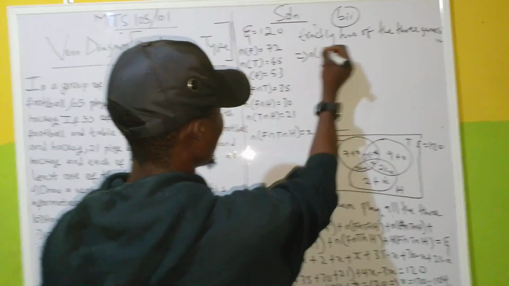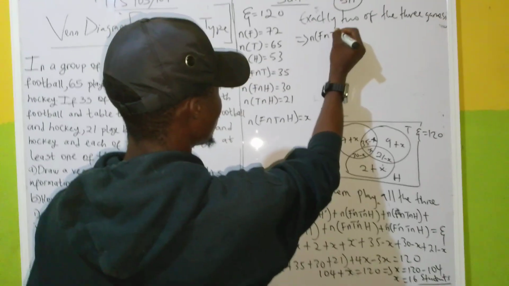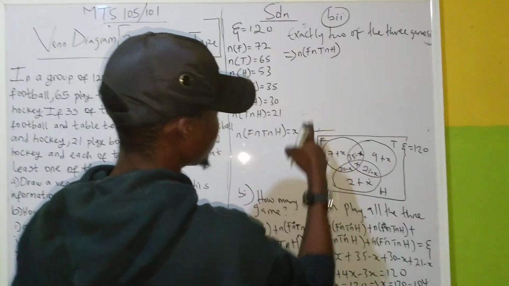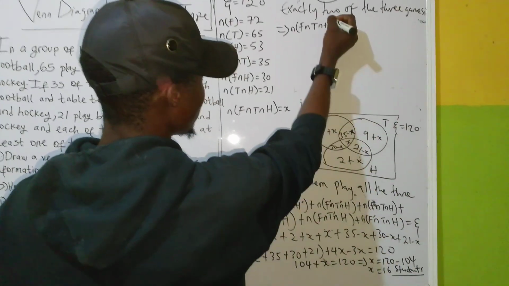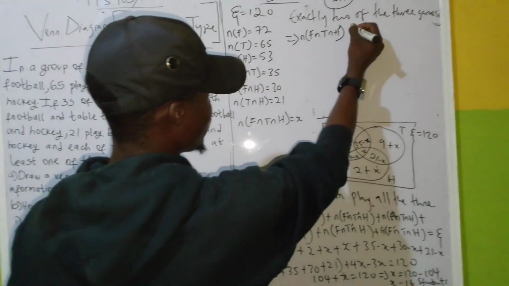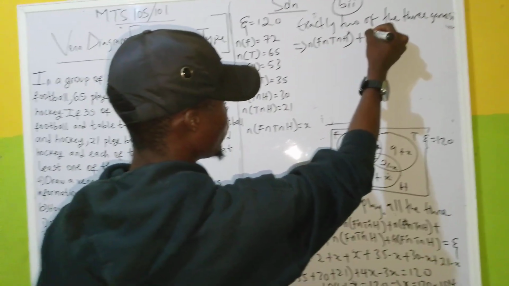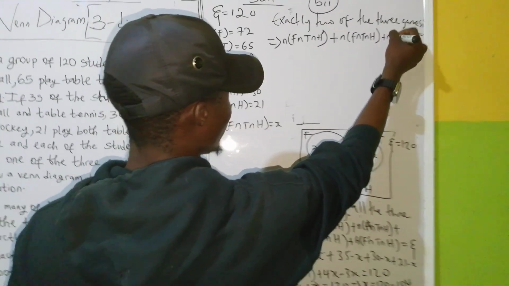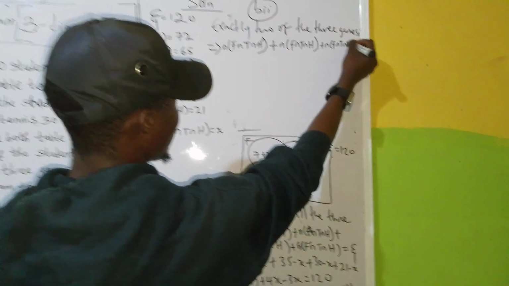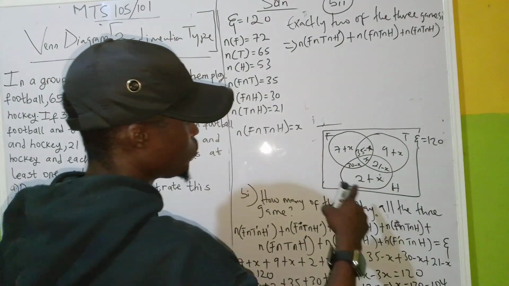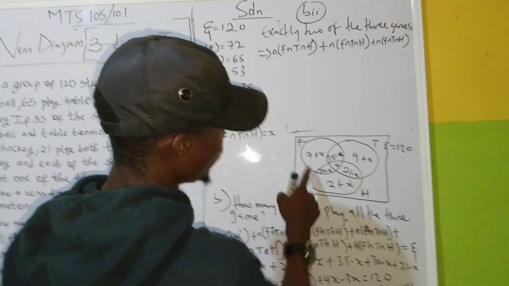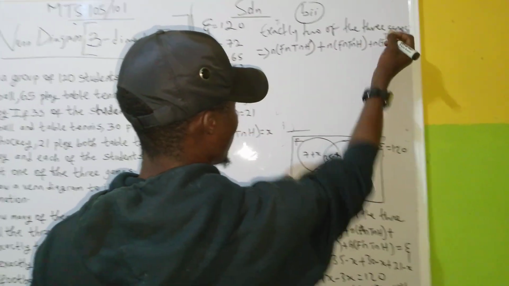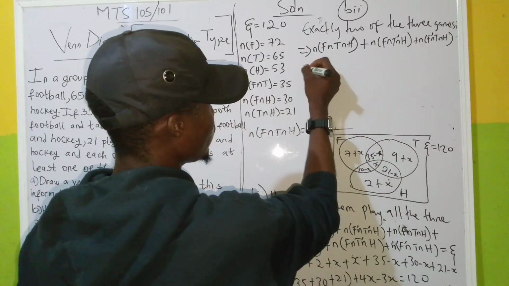Number of F intersection T intersection H prime, exactly two of the three games. Two games is here, right? Football and table tennis, this one carries prime. Football and table tennis plus number of F intersection T prime intersection H, plus number of F prime intersection T intersection H. So exactly two games: football and hockey now, football and hockey, this one carries prime, hockey and table tennis carries prime. So what do we have here?